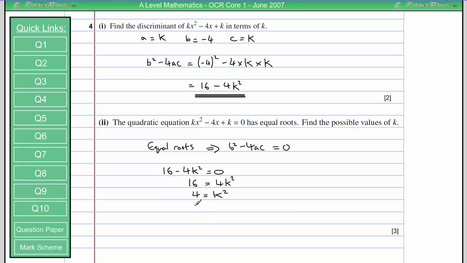So all we need to do now is square root the k. But you must remember, whenever you square root something, you get a positive answer and a negative answer. Square root of 4 is 2. So k is going to be plus or minus 2. You must remember that there's two answers for a question like this.